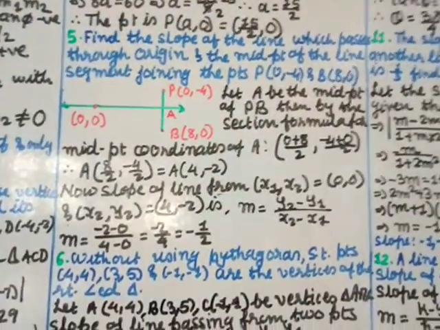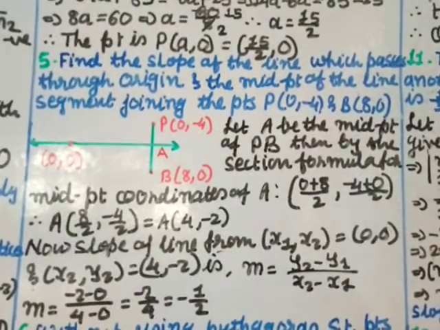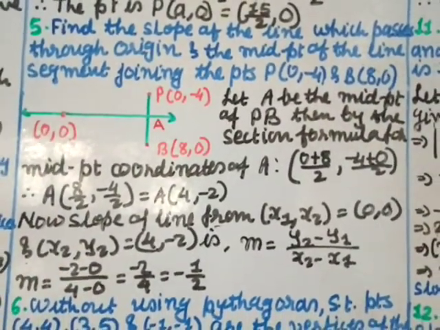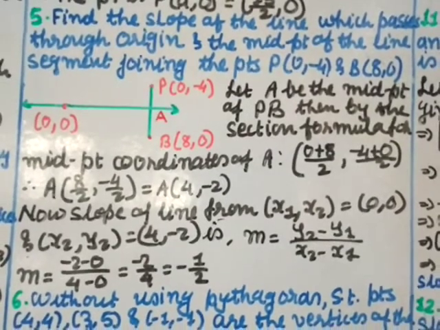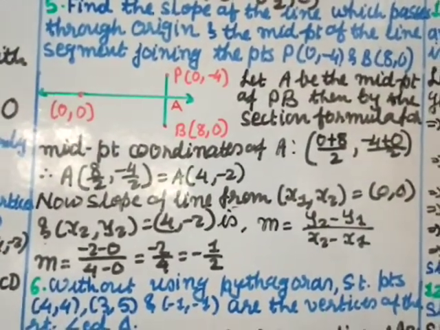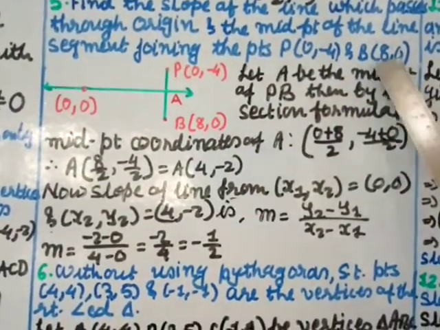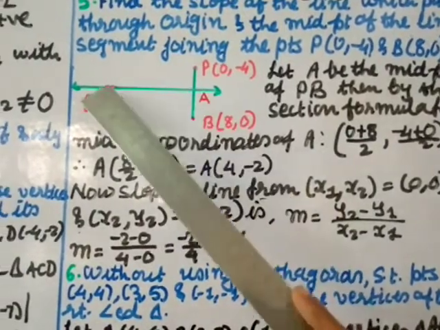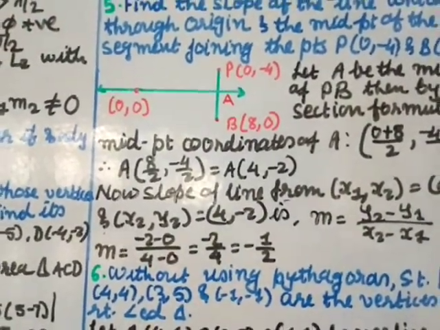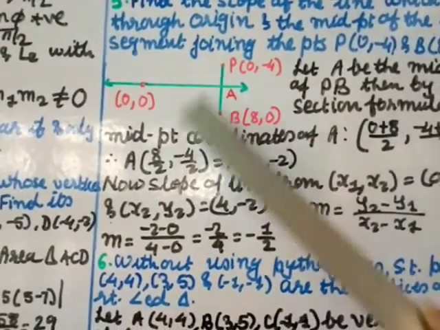Question number 5. Find the slope of the line which passes through the origin and the midpoint of the line segment joining the points P (0, minus 4) and B (8, 0). So we have to find the slope of the line which is passing through the origin and the midpoint of these two. So this is the line AO. This is the origin, so O. So AO, the slope of that line you have to find. And it is passing through the origin and the midpoint. I have just drawn a rough figure.